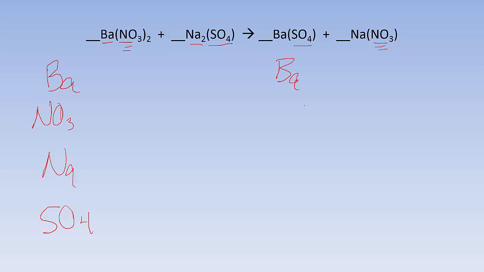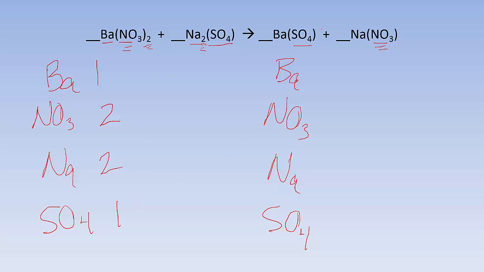So let me set up my inventory for my other side in the same order, so I can easily look across to check to see if they're equal. And now let me take inventory. I got 1 Ba, 2 NO3s, 2 Na's, and 1 SO4. I got 1 Ba, NO3s. Let's look over here. I got 1 NO3, Na's. I got 1 Na, and I got 1 SO4.